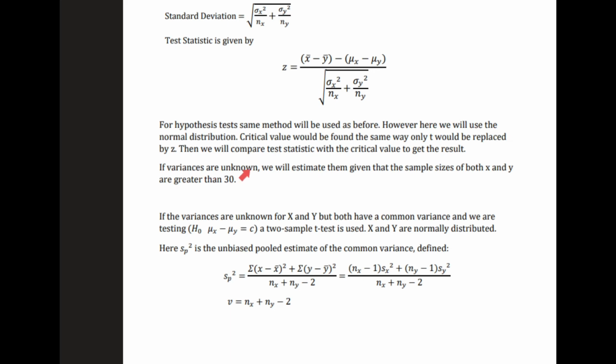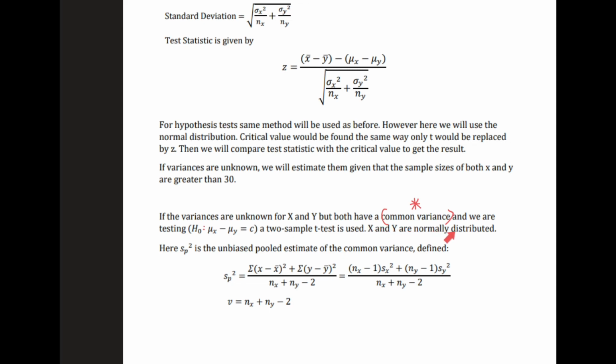Okay, so if the variances are unknown for x and y, but both have a common variance, so this one very important, common variance, same, that means x and y have the same variance, and we are testing H0 so that mu x minus mu y equal to C. A two sample T test is used. What are we trying to get from this statement is, when should we use T test? We use T test when we don't know the variance and the question said they have a common variance. We don't know the variance, but there is a common variance. Okay, so then we use t-test.